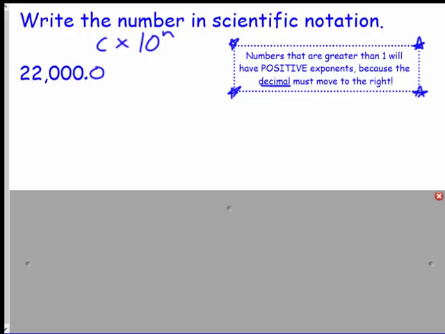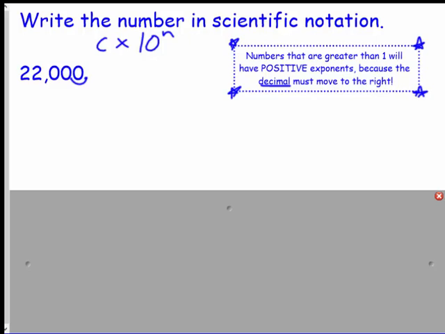What I want to do is change this number. I don't need the 0 actually there, but I want to change this number so instead of 22,000, I have some number in between 1 and 10. So I'm going to move this decimal as many places to the left as I need to get a number in between 1 and 10. So watch, if I move this decimal once, instead of 22,000, I would now have 2,200.